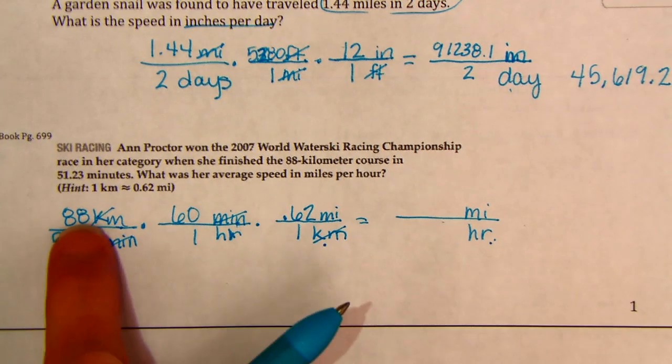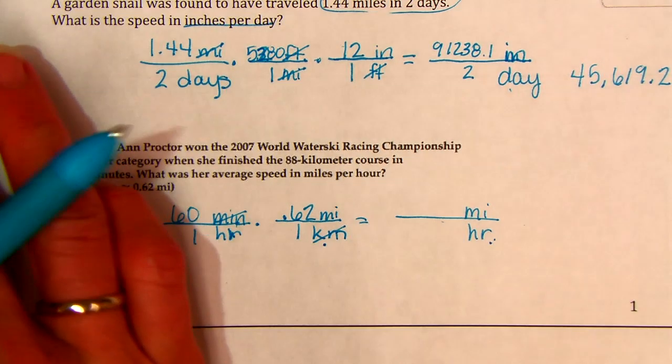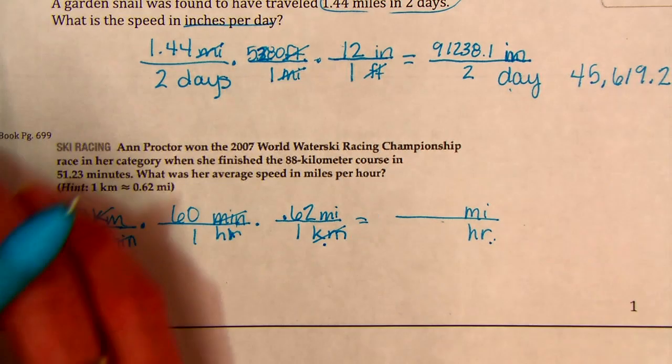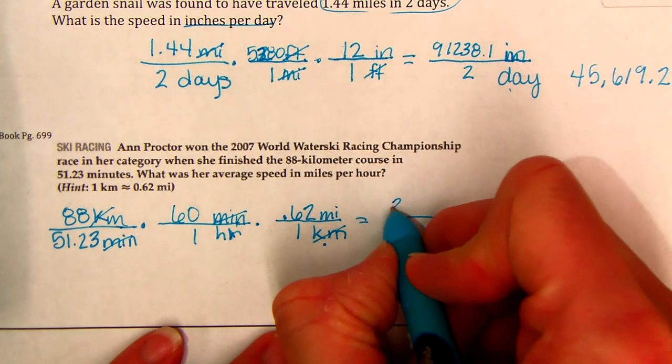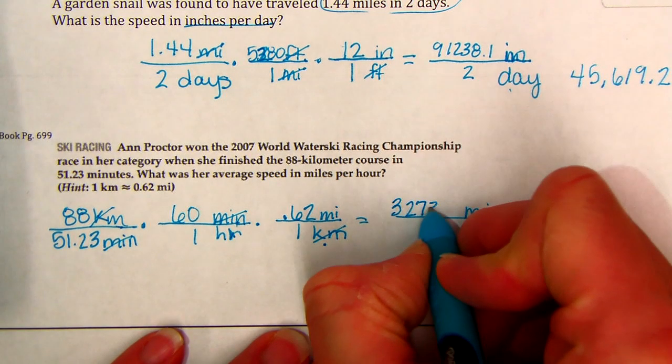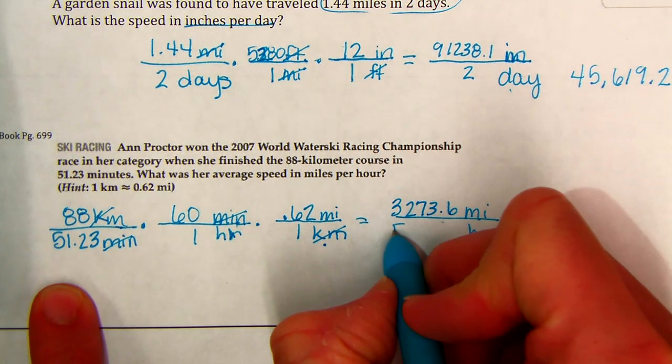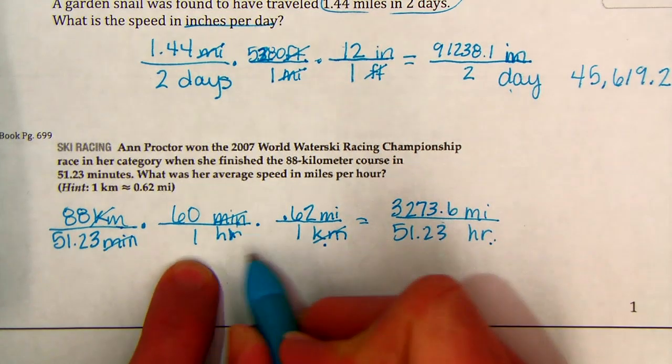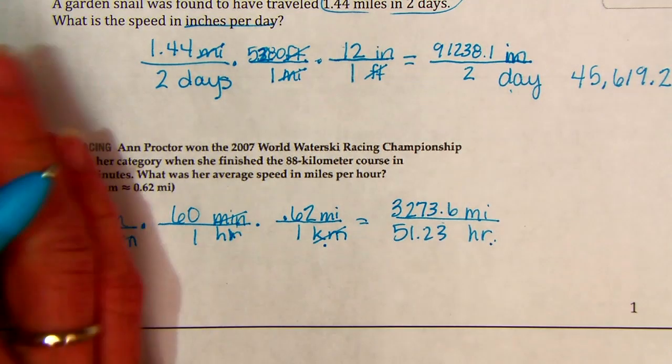So in the numerator, I got 3,273.6. In the denominator, I have 51.23 because those two are just ones. And last but not least, divide that out. Divided by 51.23. Oops.